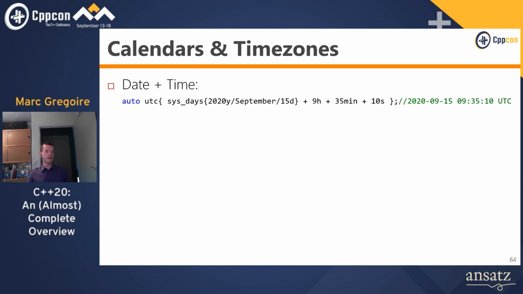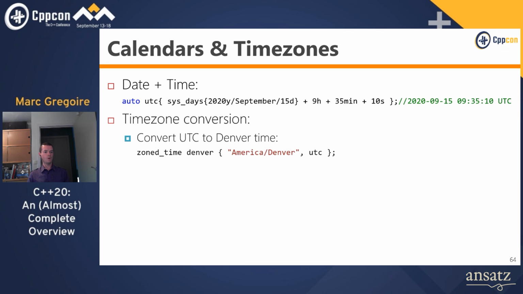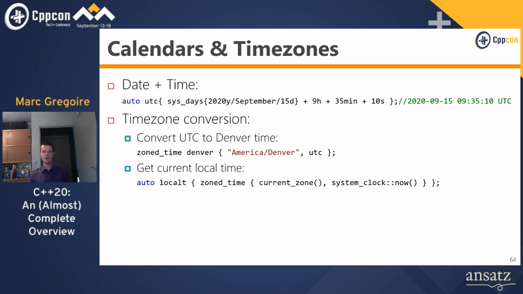Of course, you can combine date and time. So here I'm constructing a date, 15th of September 2020, and 9 o'clock in the morning. Doing it like this is actually a UTC time. Once I have this, I can convert this to any time zone in the world. So with this syntax, I'm converting my UTC time to the Denver time zone. I can also ask what is my current zone, and I can ask the system the current time of the system clock and then create a zone time. And finally, if I want to output any of these times, you can just use the insertion operator like this.